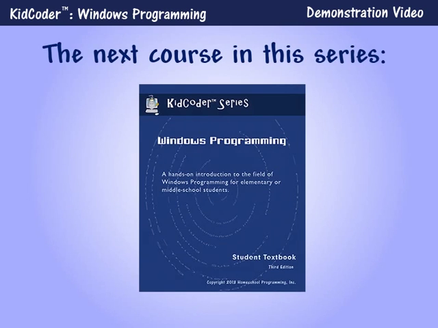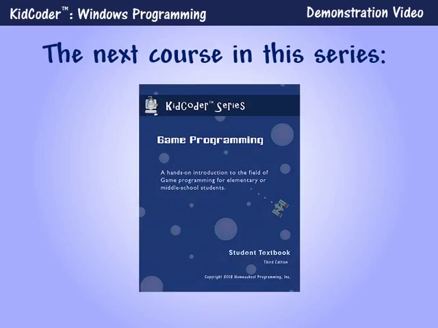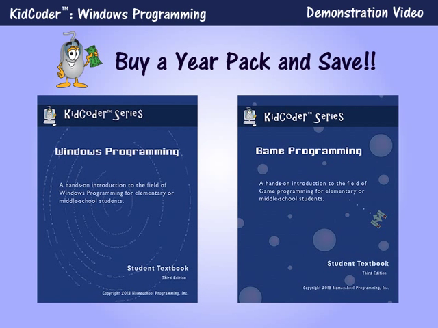After your student completes the first semester Windows Programming course, they can move on to our second semester course, Game Programming. Here, they'll learn how to create games that have animations, sound, and even artificial intelligence. If your student is interested in both courses, you can combine the two into our popular year pack. This option provides an affordable, year-long computer science elective.